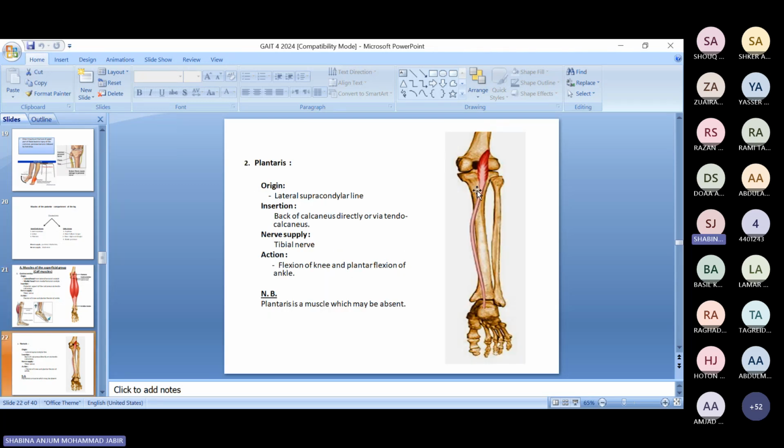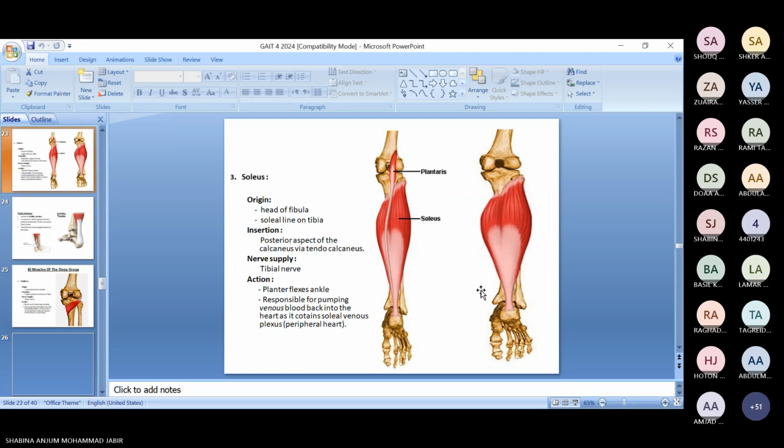Now this is the plantaris muscle. We cannot see it in our model because it is very thin, and it is present between the soleus and gastrocnemius. Most of the time it may be absent. If it is present, it takes origin from the lateral supracondylar line. The insertion is again via the tendocalcaneus. Nerve supply, tibial nerve. It also does flexion of the knee and plantar flexion of the ankle joint.